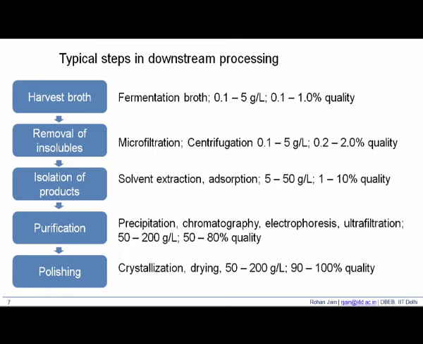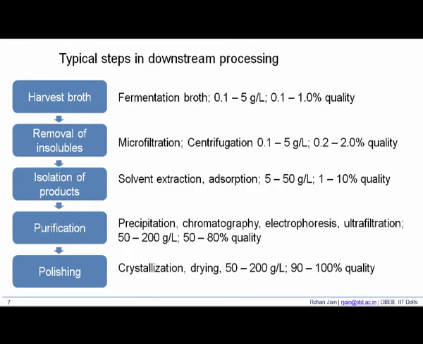Now, you remove insolubles. What are your insolubles over here? The insolubles over here are biomass, and either you can use microfiltration or centrifugation, and the concentration still remains 0.1 to 5 gram per liter, but the product quality improves slightly, from 0.1 to 1 it doubles, 0.2 to 2.0.